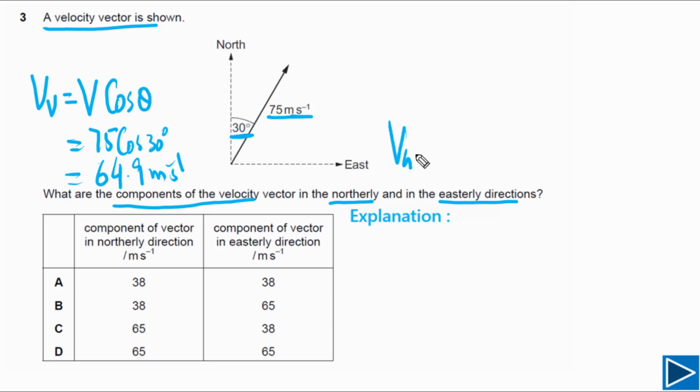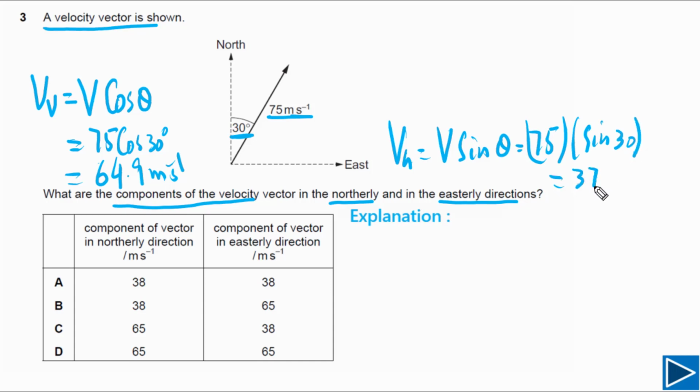We need to find out the horizontal component, that is equal to V sine of the angle, sine of this angle, so this is 75 times sine of 30 degrees. In this case our final answer will be 37.5 meters per second, or approximately we can say this is equal to 38 meters per second, so this is the correct answer.